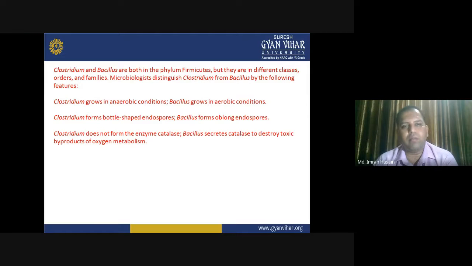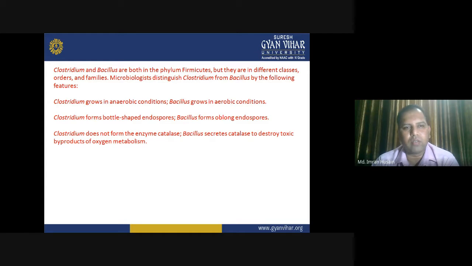Clostridium and Bacillus are both in the phylum Firmicutes, but they are in different classes, orders, and families. Microbiologists distinguish Clostridium from Bacillus by the following features. Clostridium and Bacillus might look very similar in nature, but there are some differentiating characteristics that set them apart from each other.